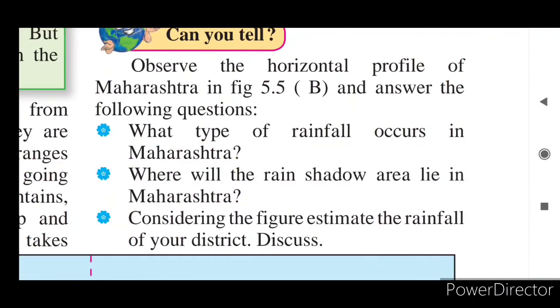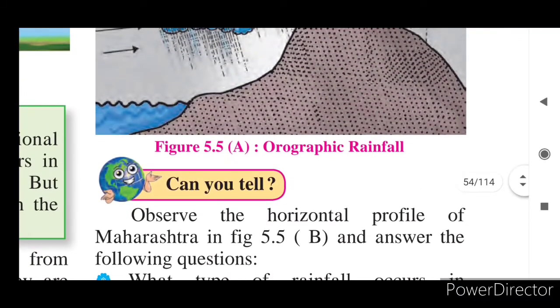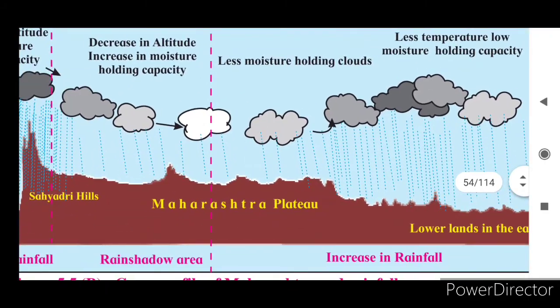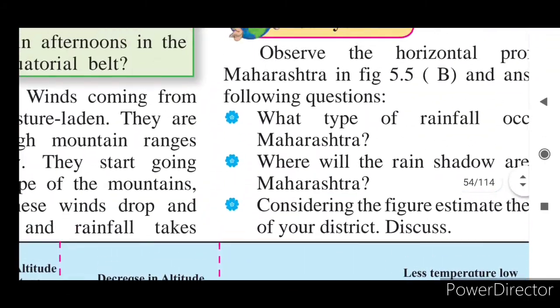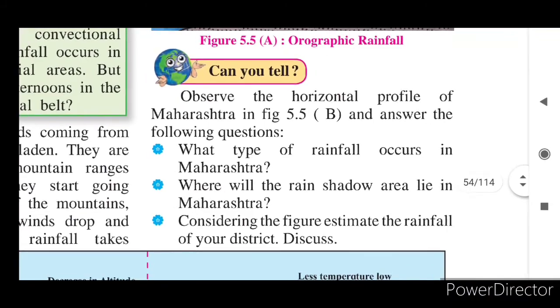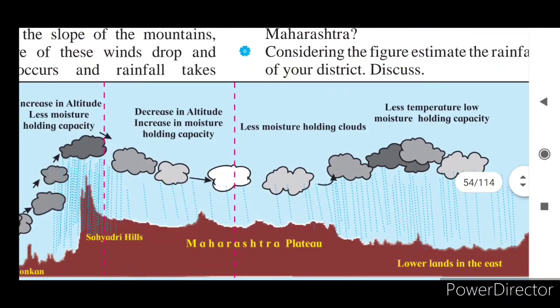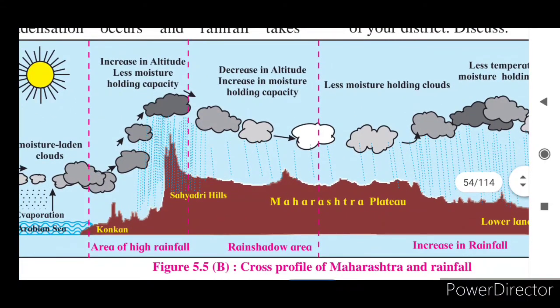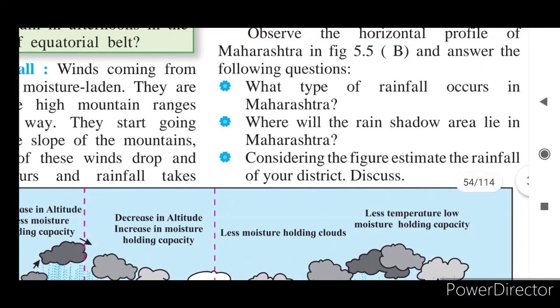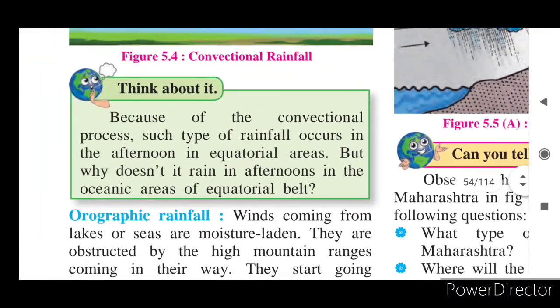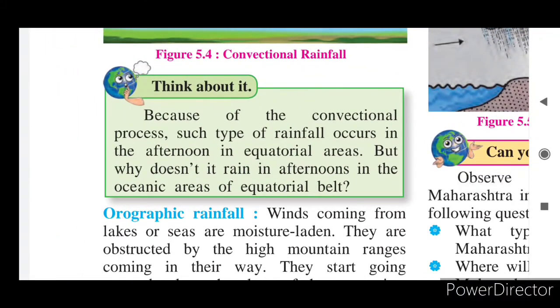So here, observe the horizontal profile of Maharashtra in figure 5.5b and answer the following questions. So this we have to identify and we have to give the answer of what type of rainfall occurs in Maharashtra. So you have to see the picture. Which type of rainfall is found in Maharashtra? Convectional rainfall. Next is given, orographic rainfall. Because in some places we are having orographic rainfall because we are having the mountains in our Maharashtra.